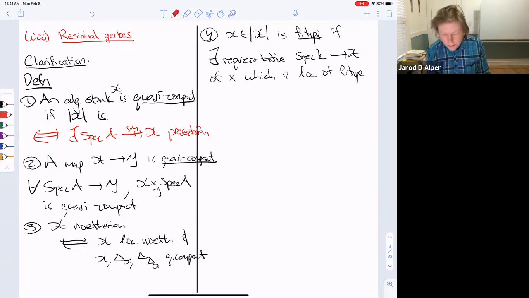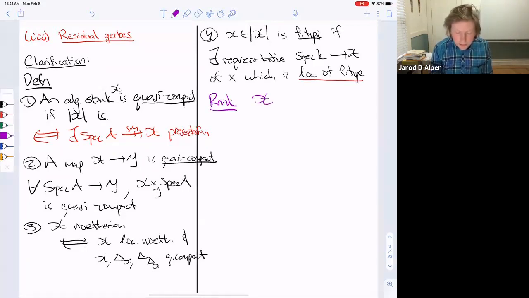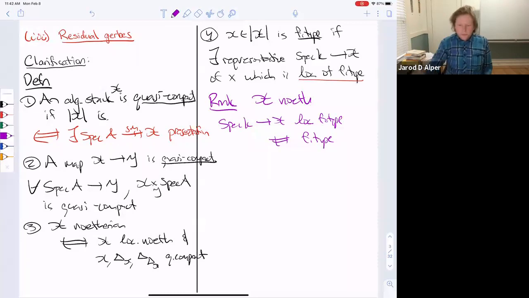Again, I'm following the Stacks Project here, but in our case, let me just point out that if X is Noetherian, then the diagonal is quasi-compact, and so a map from a field-valued point is locally of finite type if and only if it is finite type. So this issue is irrelevant for us. But the takeaway is that we have this notion of finite type points. And for a scheme, the finite type points are the locally closed points.